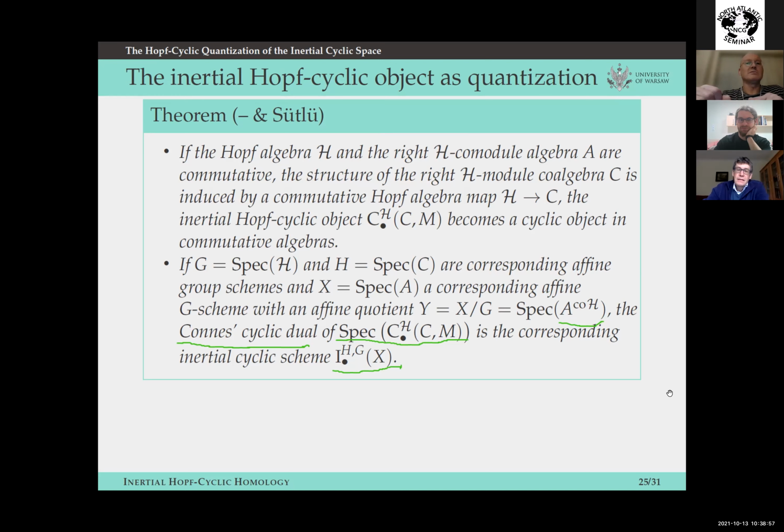I just have a stupid question. If C is a coalgebra, what do you mean by the spectrum of a coalgebra? No. In the first point, this coalgebra is, in fact, a Hopf algebra.